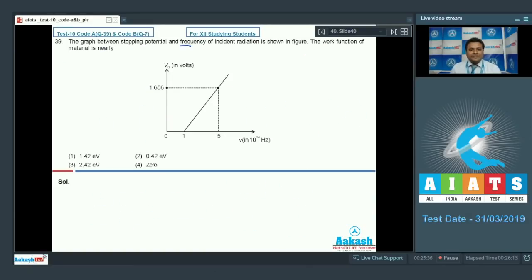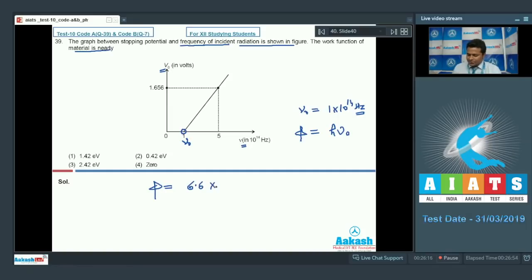The graph between stopping potential and frequency of incident radiation is shown in the figure. The work function of the material is nearly what? Now we know very well, if the graph is plotted between stopping potential and frequency, then this will be the threshold frequency nu naught. So nu naught will be 1 into 10 to the power 14 Hertz. We have got the threshold frequency. Now we can write the work function phi as h nu naught. Putting the values, we will get phi equals h, 6.6 into 10 to the power minus 34, into the frequency, that is 10 to the power 14.